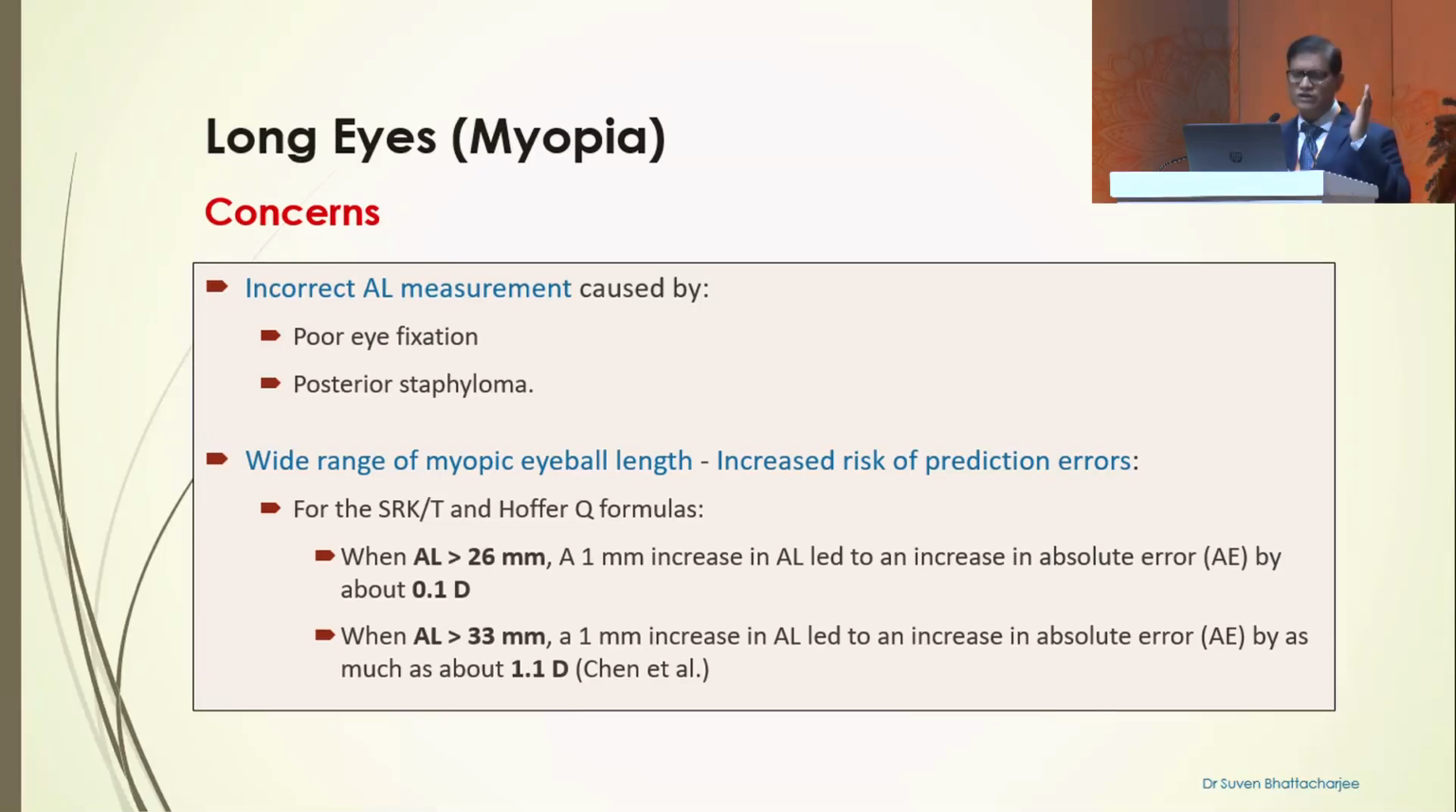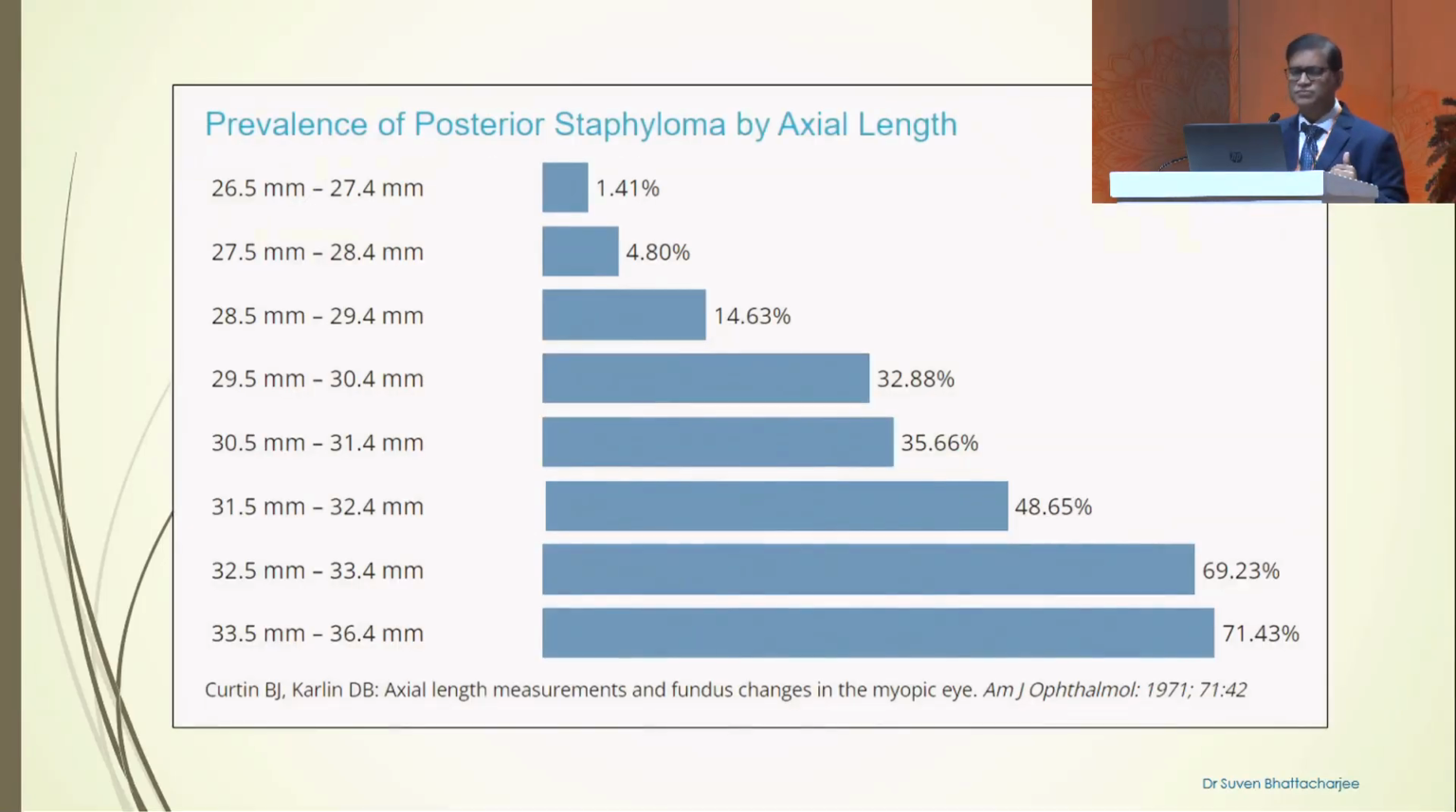And there is another problem. See, in the long eyes, we have poor fixation, and we have a staphyloma, and you don't know where the macula is on the staphyloma, which part of the slope it is on, and that's where our inaccuracies come from. And if you look at figures, if the axial length is greater than 26 millimeters, a 1 millimeter increase in axial length led to an increase in absolute error by about just 0.1 diopters. Now, when the axial length increased to 33 millimeters or more, the error was about 1.1 diopters. So the axial length makes a lot of difference.